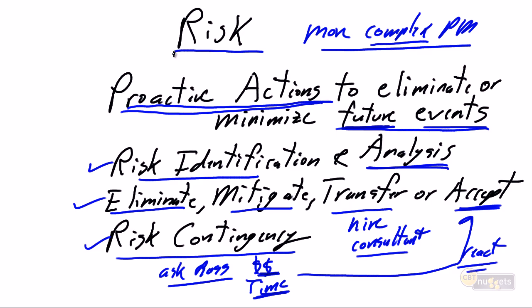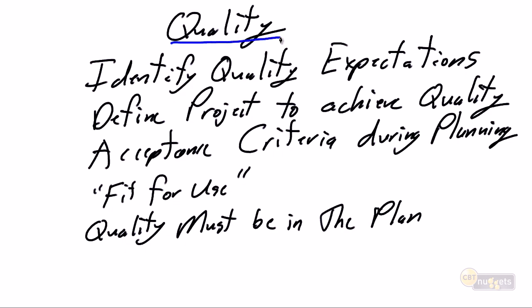Again, risk is a very complex theme, and we'll have an entire nugget to help you better understand effective risk management for your project. And next, and second last, is quality. Quality must be built into our project, and we start with identifying the quality expectations. And again, this is something I think a lot of entry-level project managers need to have a full appreciation for. We need to understand the quality expectations.